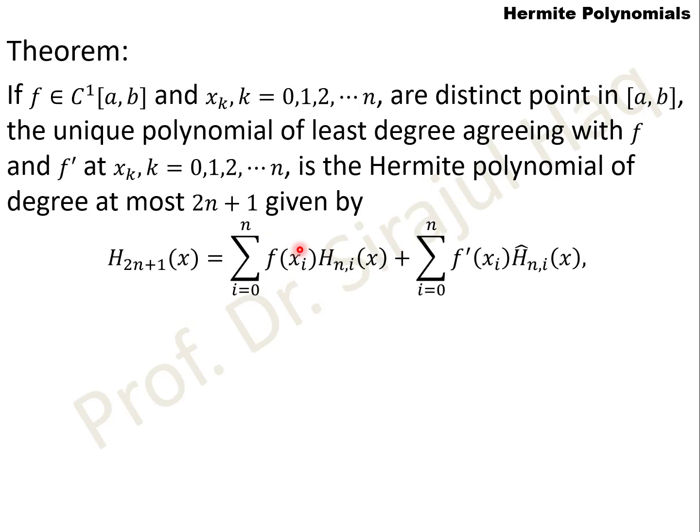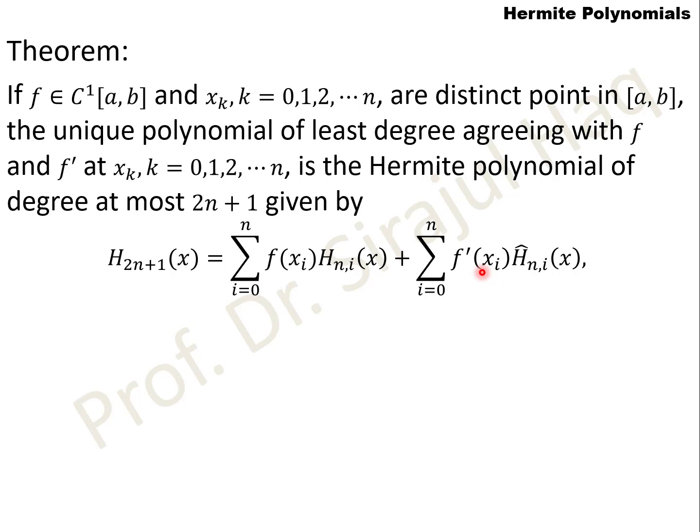You can see in this case that there are n plus 1 data points, and the degree of polynomial is 2n plus 1, which is different from the degree of the previous polynomials, because according to the previous methods we can get a polynomial of degree n only, but in case of Hermite we can find a polynomial of degree 2n plus 1. f(xi), these are given points. f prime of xi, these will be given points.